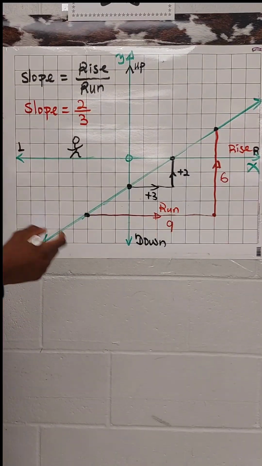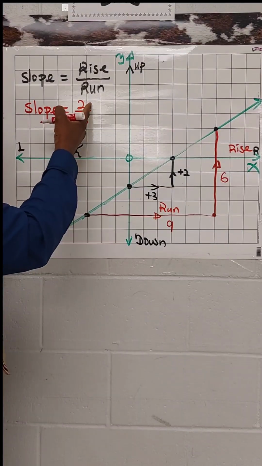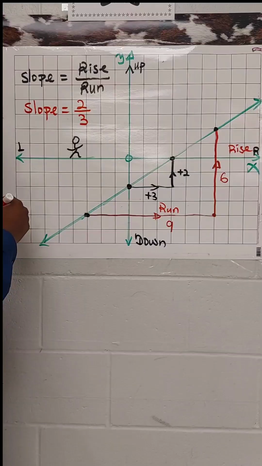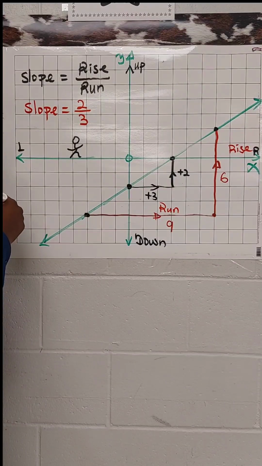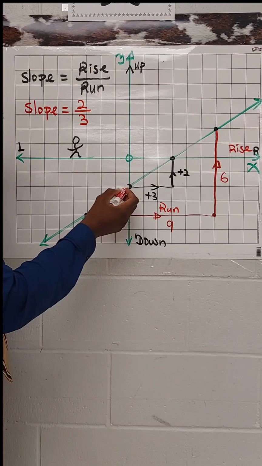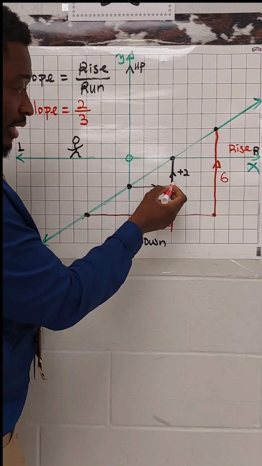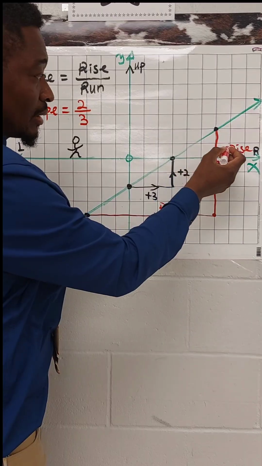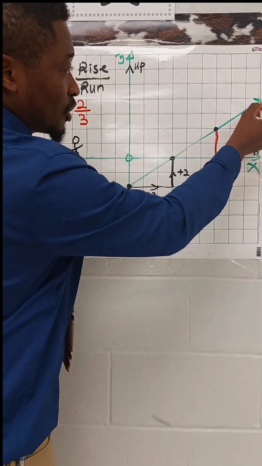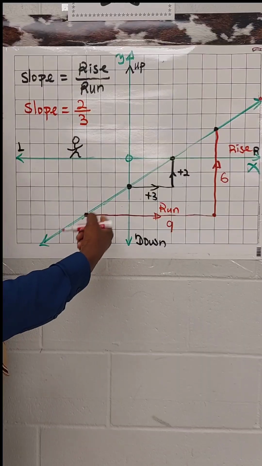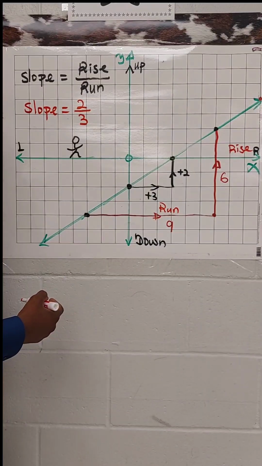The slope simply tells me that the line is rising 2 units for every run of 3 units on the x-axis. So if I start here and I run 3 and I rise 2, I get here. Run 3 and I rise 2, I get here. Run 3, I rise 2, I get here. I run 3, I rise 2, I get to another point here. So that is how I can get many points on the line.